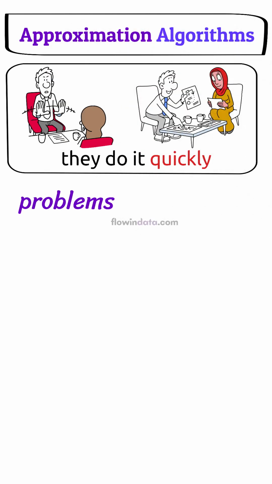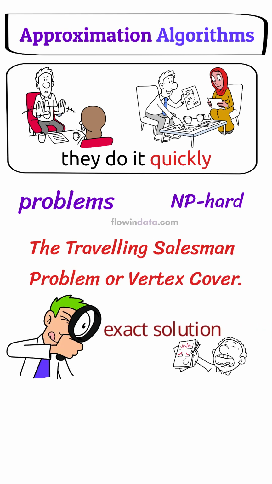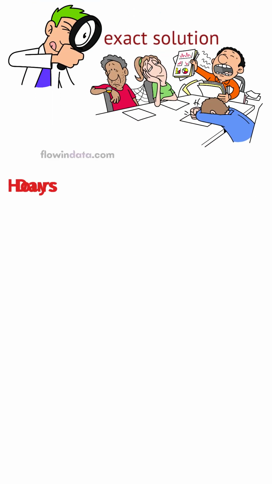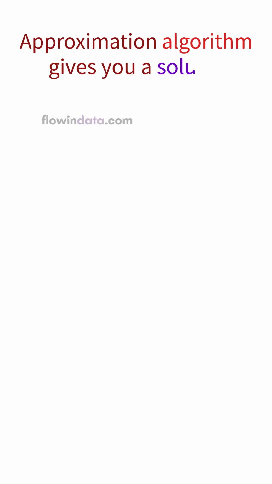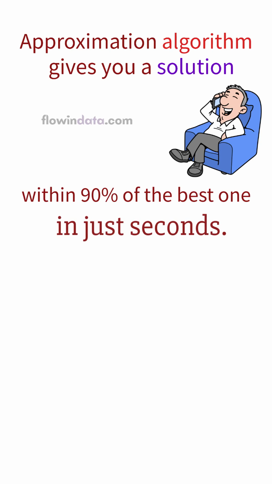These are used for problems that are NP-hard, like the traveling salesman problem or vertex cover. Finding the exact solution may take hours, days, or even years for large inputs. But an approximation algorithm gives you a solution that's, say, within 90% of the best one in just seconds.